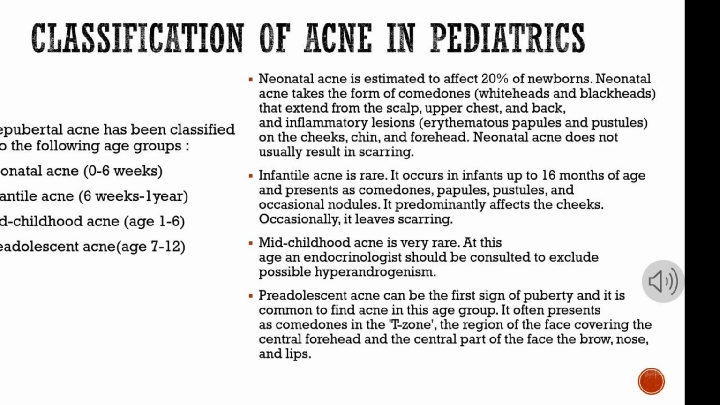At this age, an endocrinologist should be consulted to exclude possible hyperandrogenism. Pre-adolescent acne can be the first sign of puberty, and it is common to find acne in this age group. It often presents as comedones in the T-zone, the region of the face covering the central forehead and the central part of the face, the brows, the nose, and the lips.